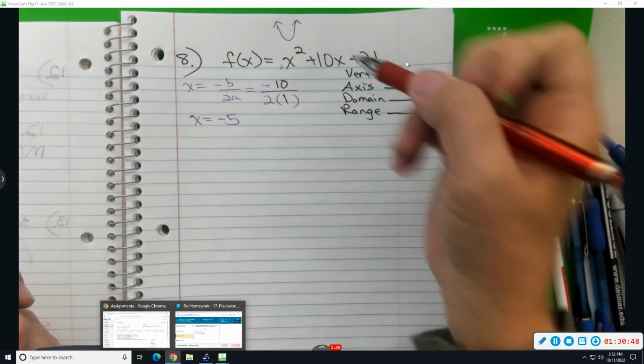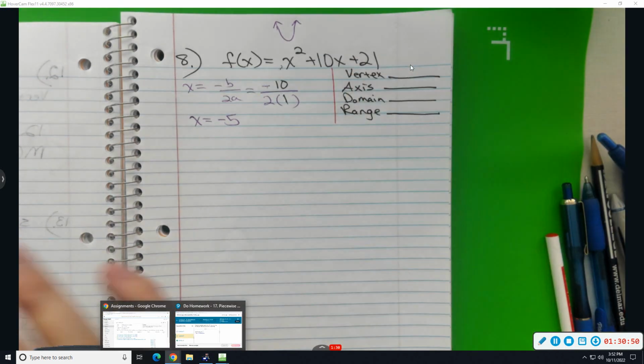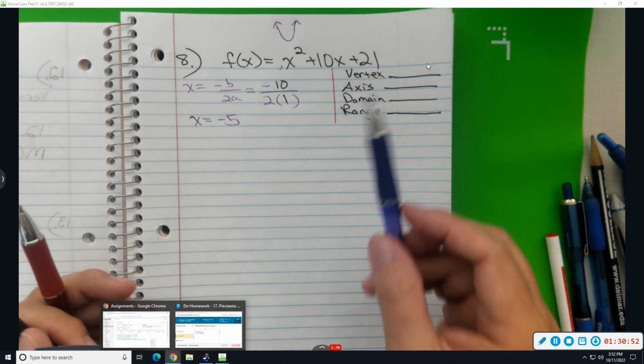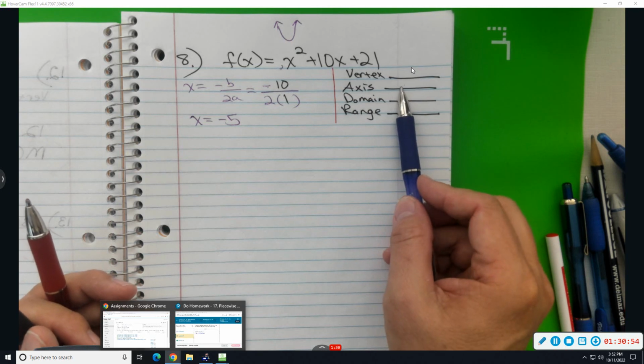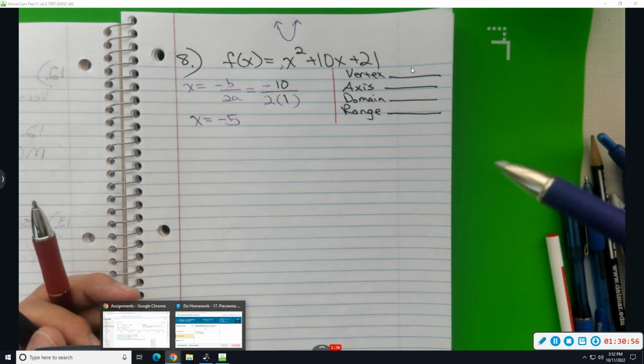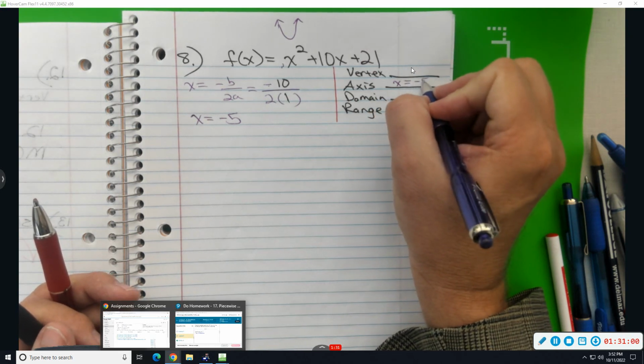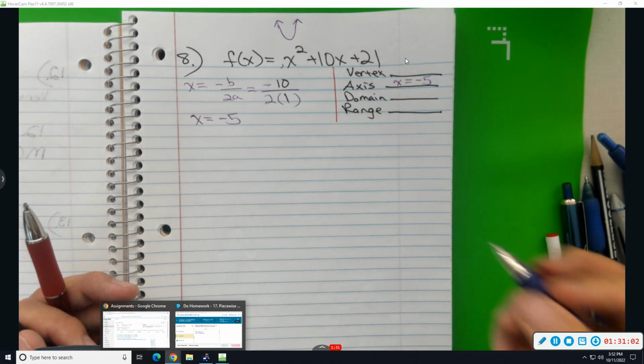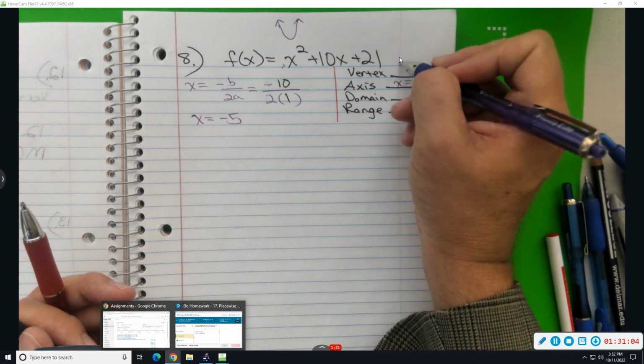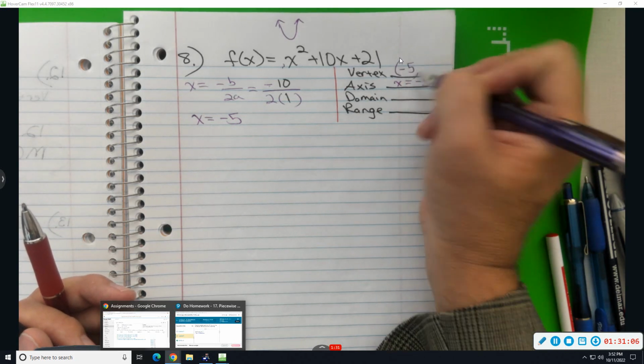And since we know the vertex, don't we also know the axis? I'm going to fill in this blank: the axis is x equals negative 5. And the vertex is an ordered pair.